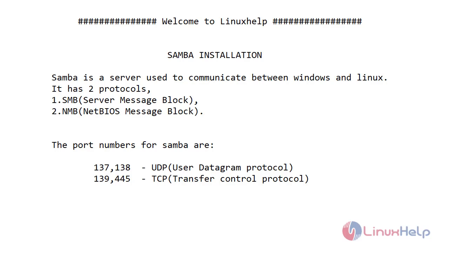Today I will show you how to install Samba on Ubuntu version 20.4.1. Samba is a server used to communicate between Windows and Linux. It has two protocols, one is SMB, another one is NMB. The port numbers for Samba are 137, 138 are UDP ports, 139, 445 are TCP ports. Let's go for the installation.